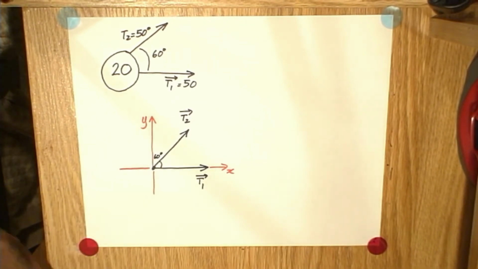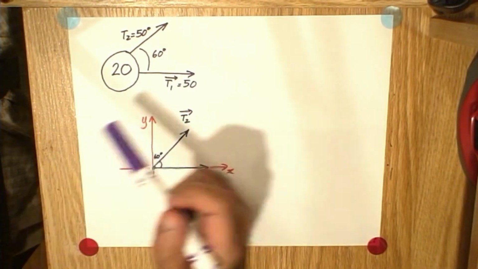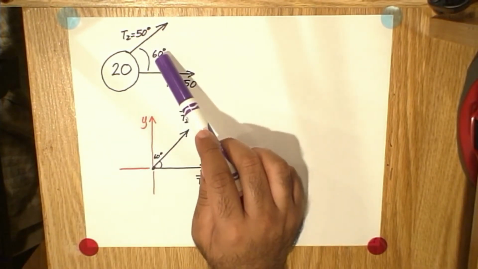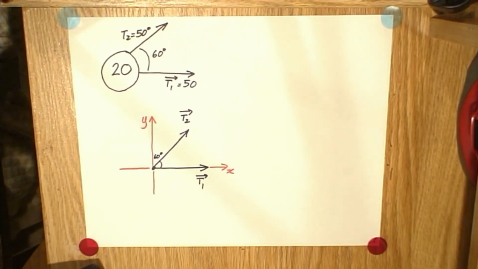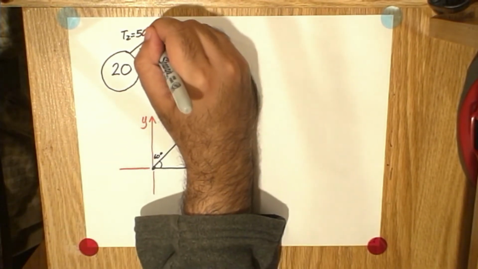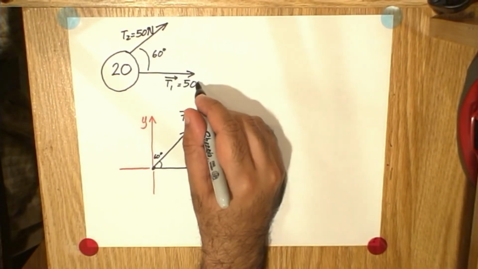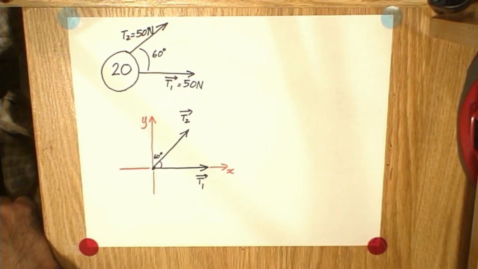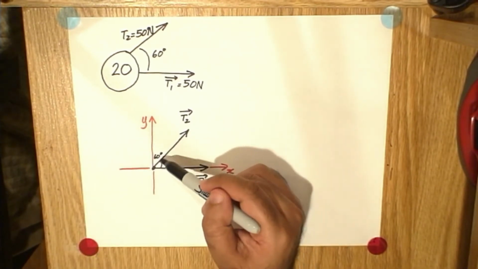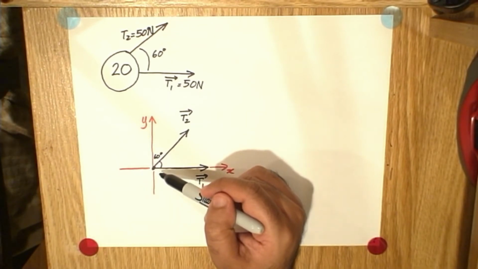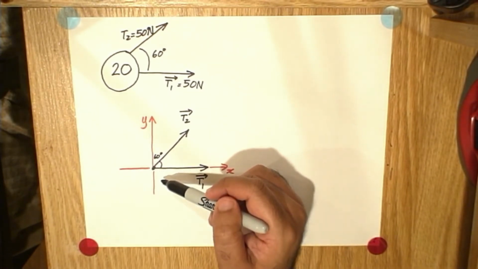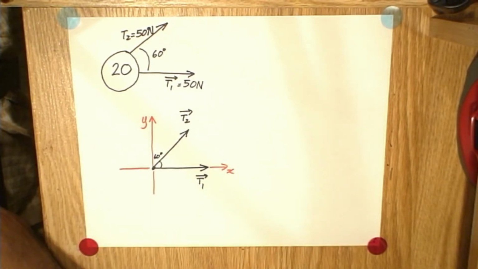Let's take a closer look at T2. Forces are vectors. They have sizes and they have directions. In this case, look at this vector. T2 has a size of 50 newtons and it's oriented at a direction of 60 degrees. 50 newtons at an orientation of 60 degrees. What type of vector is that, or what notation is that? That is polar notation.